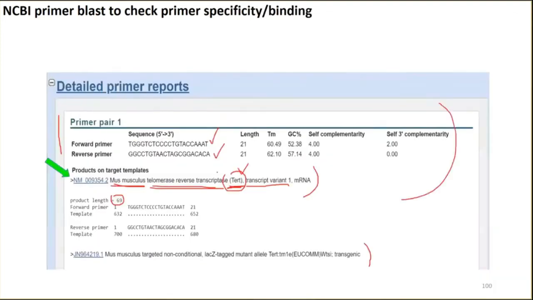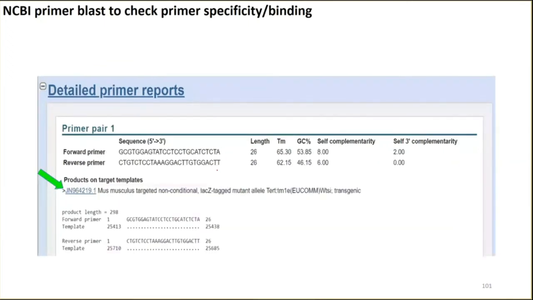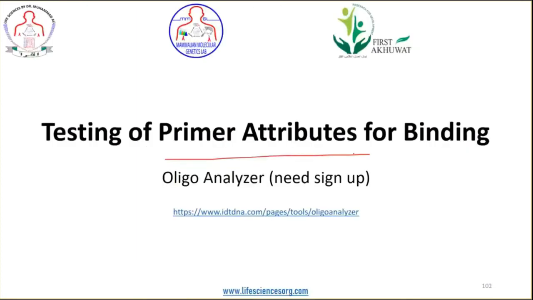So the next testing is the attribute of the primer: how strongly it can bind, how perfectly it can bind to the site of its complementarity, whether it is a loose binding primer or a strong binding primer. A loose binding primer will give low amplification. Okay, so in this case we will use the oligo analyzer again.